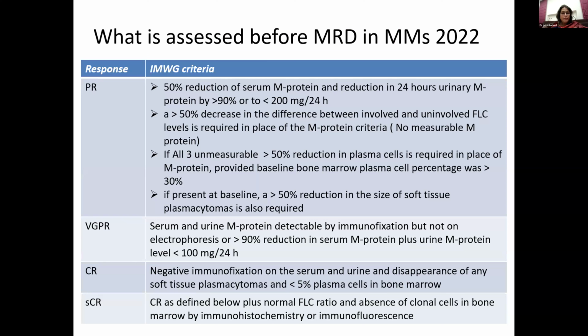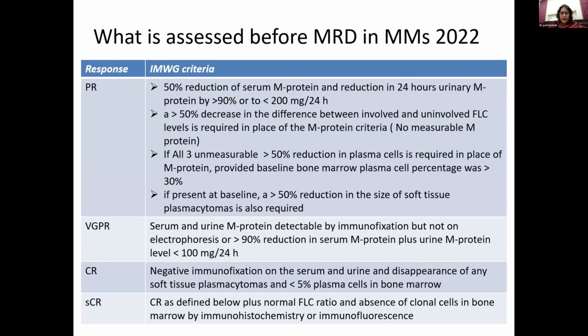So someone who is reporting free light chain in a follow-up case should report the difference in the involved and uninvolved free light chain and give the reduction from the previous report. Now, if all these three are unmeasurable, then if the plasma cells were more than 30% at diagnosis, a 50% reduction in plasma cells, and if someone had a plasmacytoma, a 50% reduction in the plasmacytoma is also partial response.